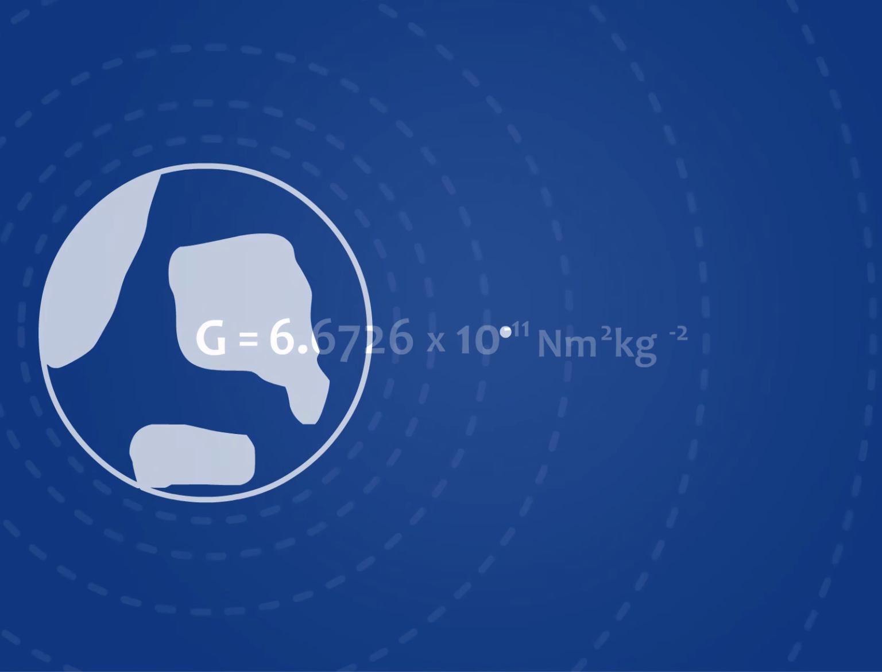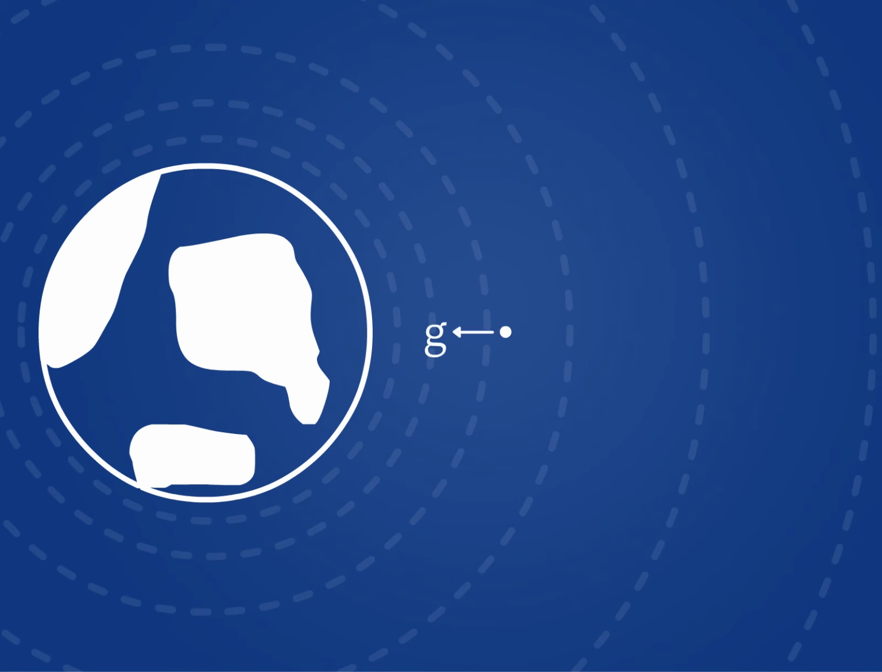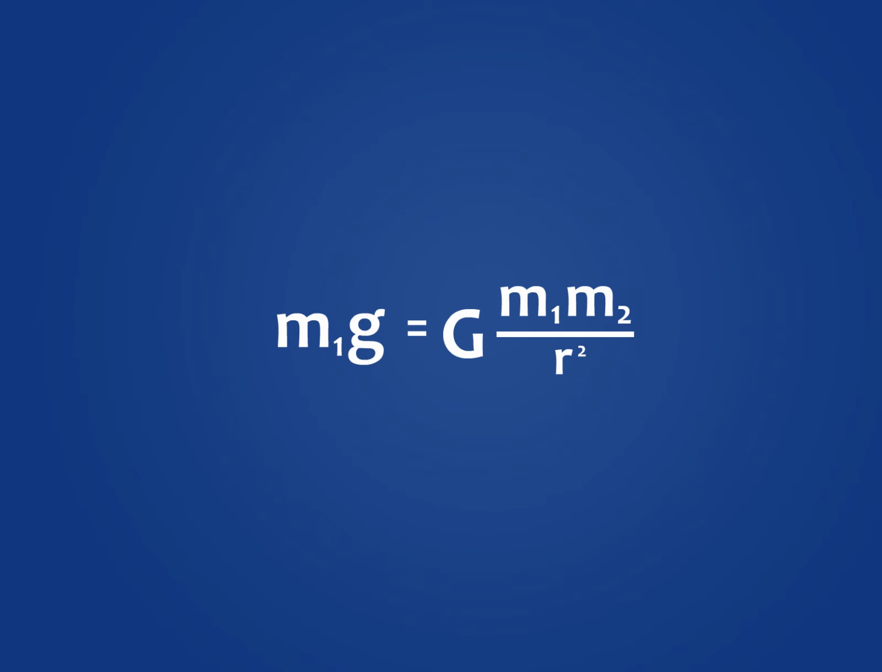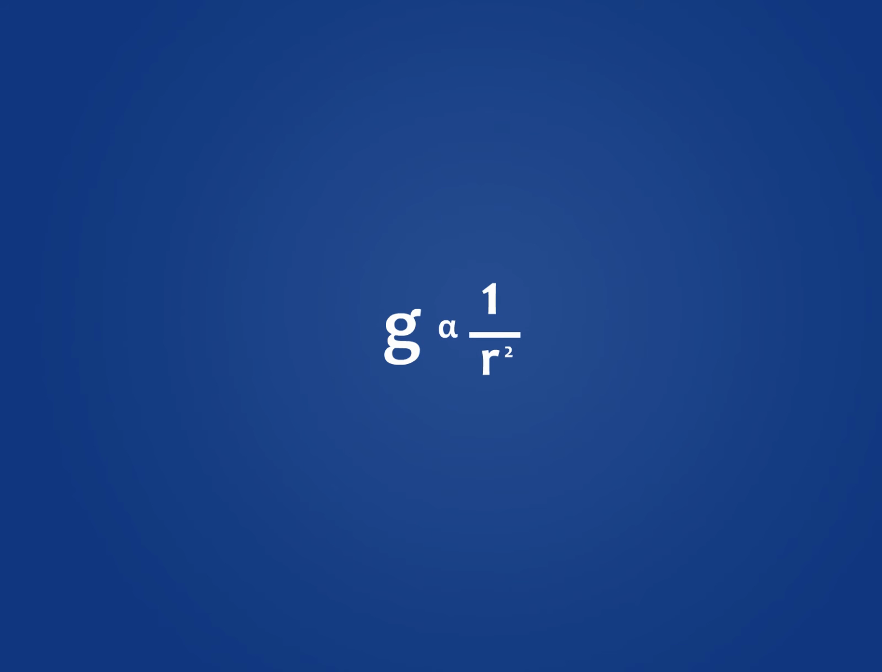The gravitational field strength G at a point is defined as the gravitational force per unit mass at that point. To find G in terms of r, we equate m1 g to g m1 m2 over r squared. If we divide both sides by m1, then G is equal to g m2 over r squared, and G is proportionate to 1 over r squared.